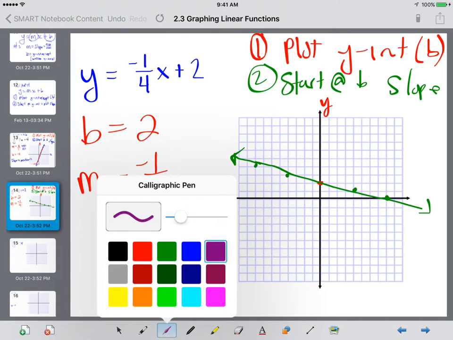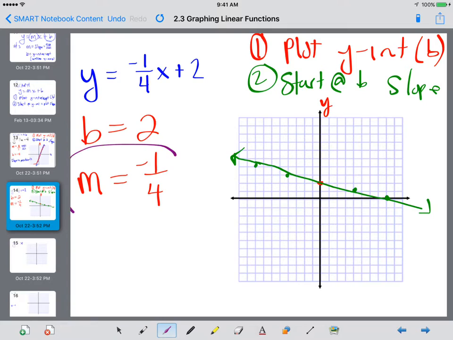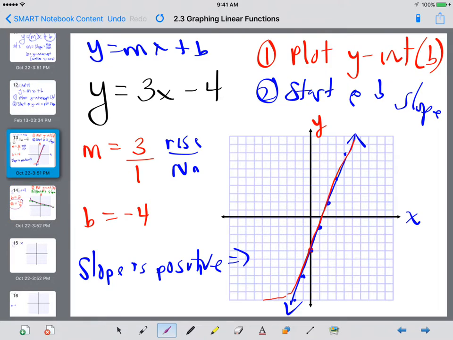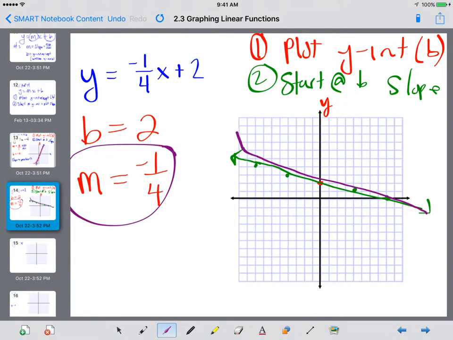Now notice, when you picked out your slope, it was negative. So when I go from left to right, I need to be traveling downhill, which is what this line is doing. So keep in mind, when it's positive slope, you need to travel uphill. When it's negative slope, we need to travel downhill.